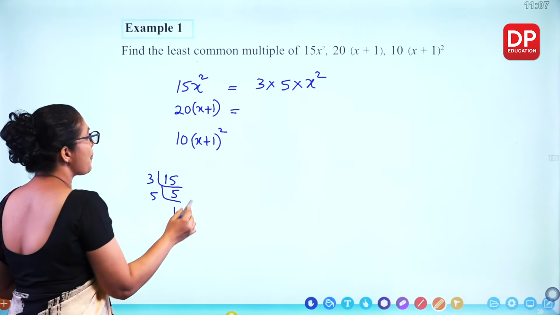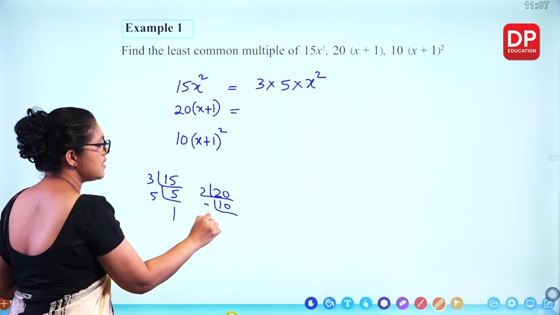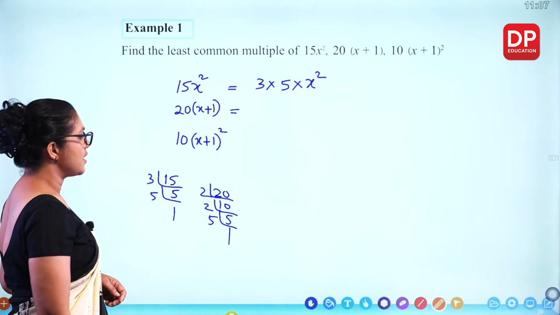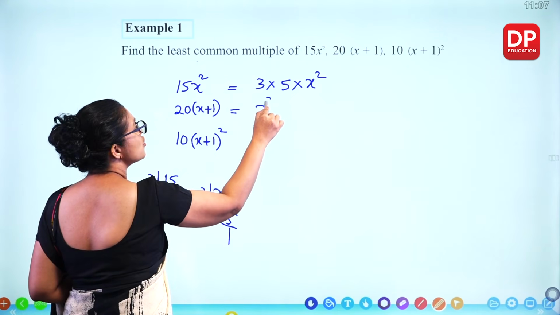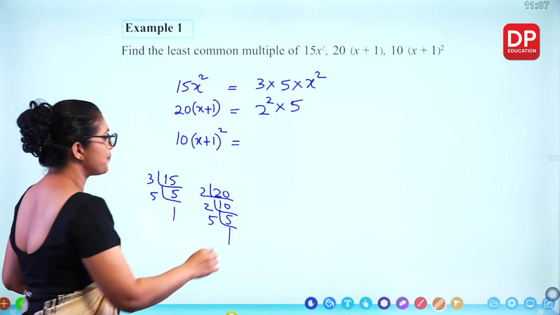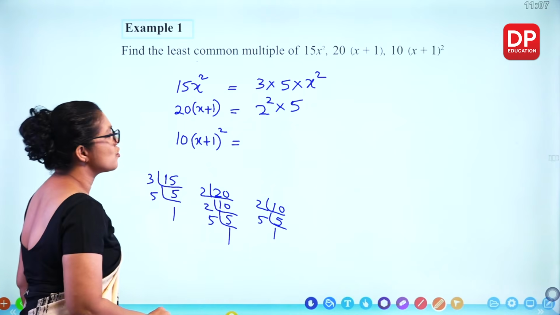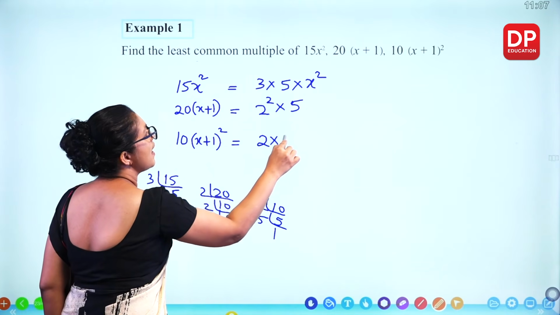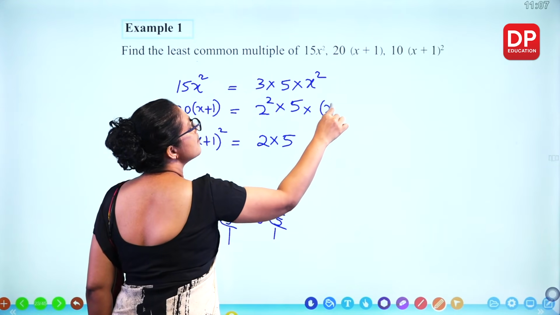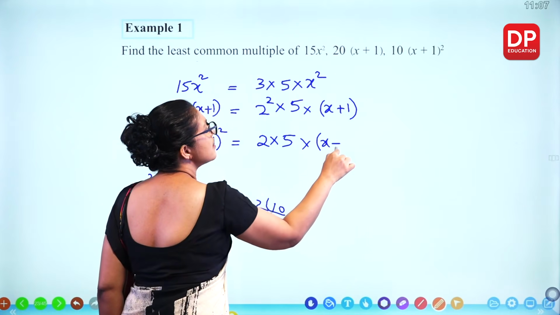What about this one? 20, how can I write? Divide by 2, you get 10. Divide by 2 again, you get 5. Divide by 5, you get 1. So 2 to the power 2 times 5. What about this one? 10. 10, you can write 2 times 5, 5 times 1. So 2 times 5. Now see, here you get x plus 1 and here you get x plus 1 squared.